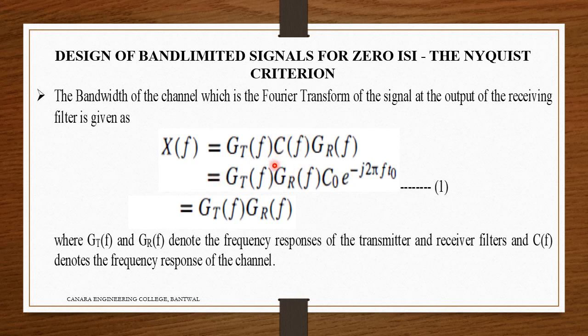Now we can replace C(f) by c0 e^(-j2πf t0), where we concluded that to eradicate the ISI, to make it zero ISI, we have to make c0 equal to 1 and t0 equal to 0. Here GT(f) and GR(f) denote the frequency responses of the transmitting and receiving filters, and C(f) denotes the frequency response of the channel. We dealt with all these terms in the previous videos, where we derived them.